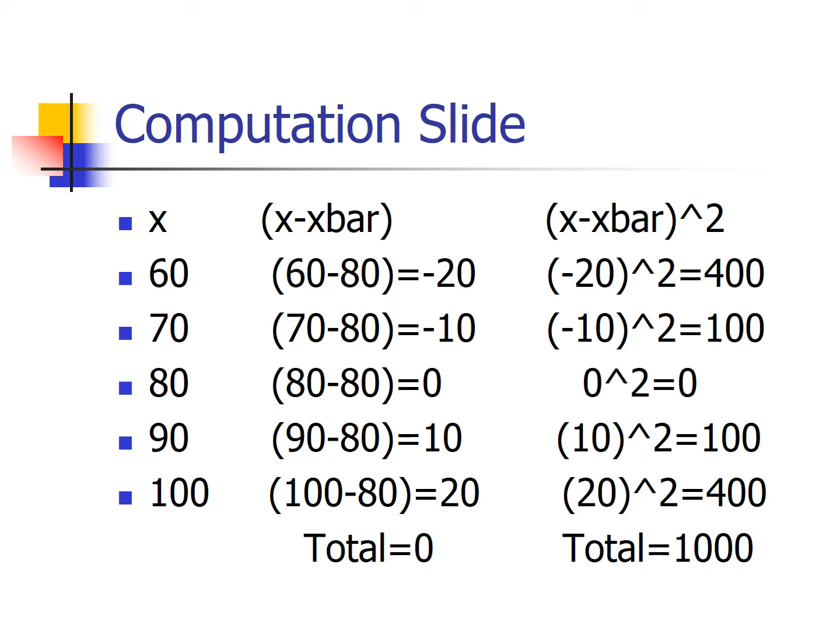So for example, now I'm moving to the rightmost column. If I take that negative 20 and I square it, I get 400. If I take that negative 10 and I square it, I get 100. 0 squared is 0, 10 squared is 100, 20 squared is 400. So now I have all the squared distances. I add all those up and I get 1,000. That's the sum of the squared distances. Remember that 1,000, it's going to be important in the next slide.